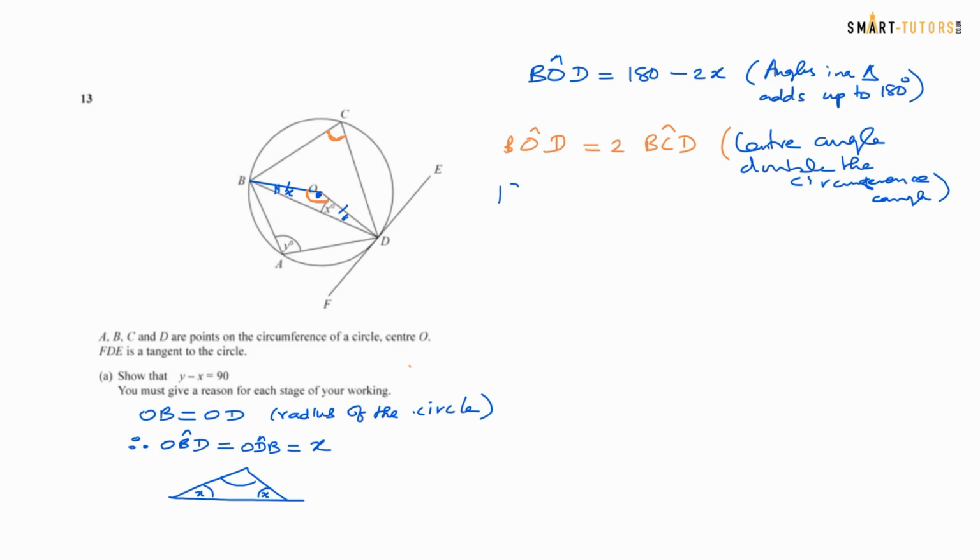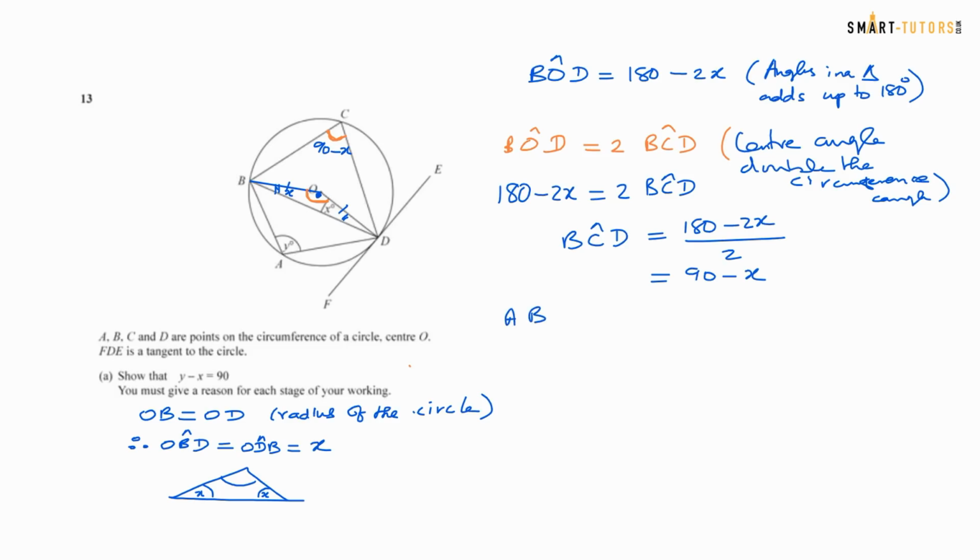Excuse me for my handwriting, I'm trying to do it as quickly as possible. BCD, okay, so we have done that one. I'm going to substitute for BOD, so 180 minus 2x equals 2 times BCD. From that I can find BCD: the entire thing divided by 2, so 180 minus 2x divided by 2, which is 90 minus x. So I have found this one, 90 minus x.